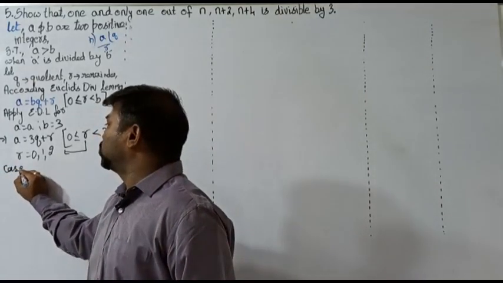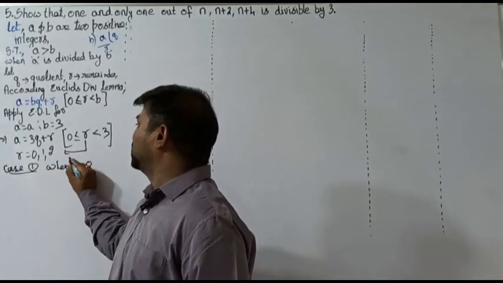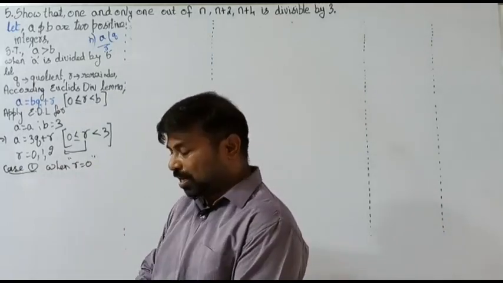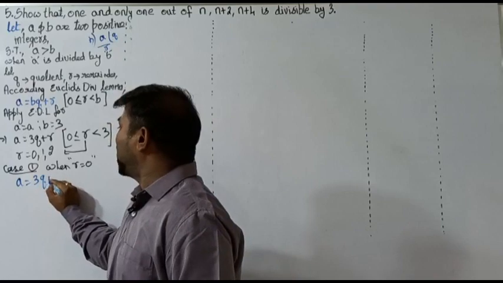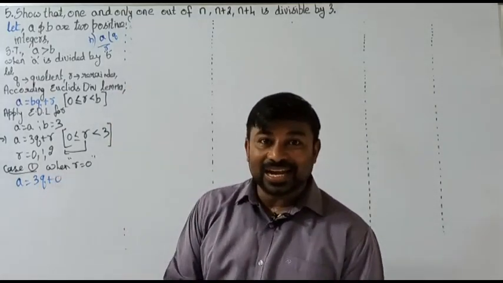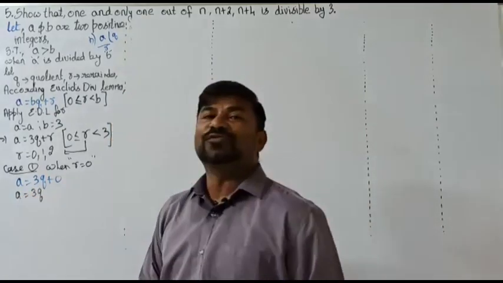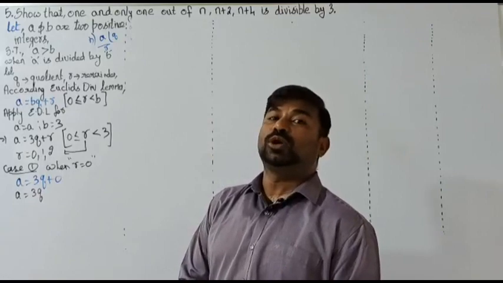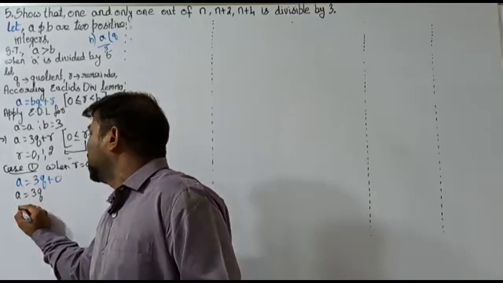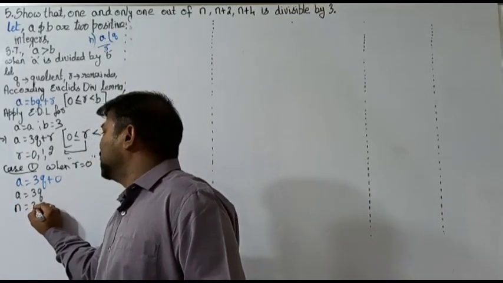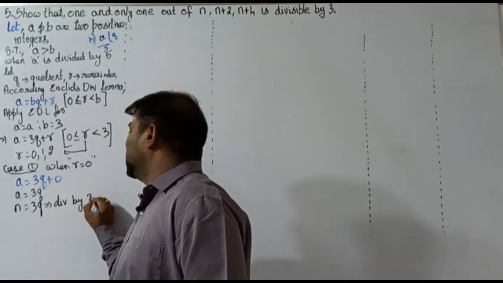So, let's take it as case 1. When R is equal to 0, this is the case we are checking. Now what does it become? It is nothing but A is equal to 3Q plus the remainder 0. Now if you simplify that, it's nothing but A is equal to 3Q. Now, is it a multiple of 3? Yes. So we can say, here I like to call it n is equal to 3Q, which implies divisible by 3. Yes.